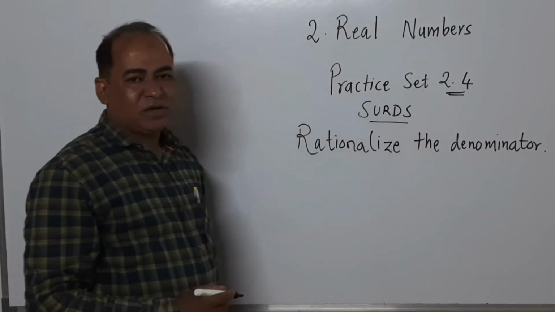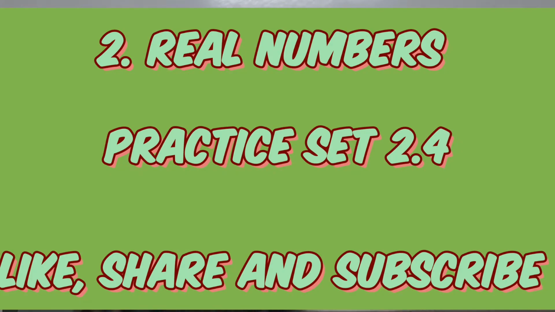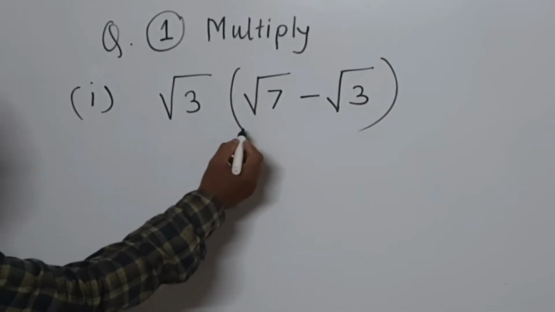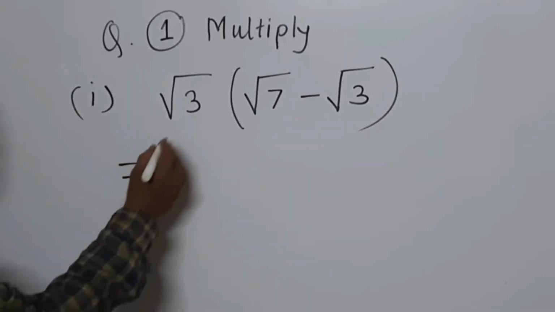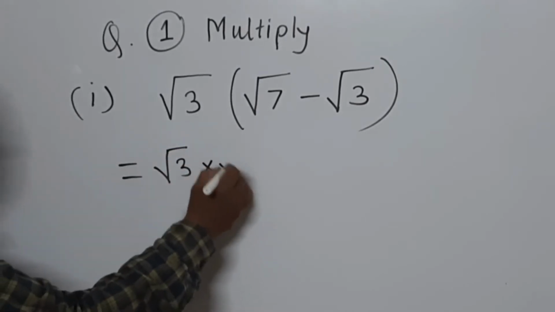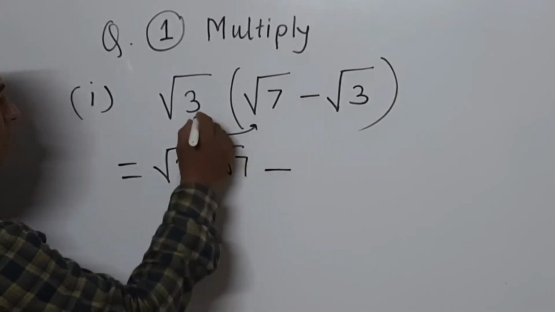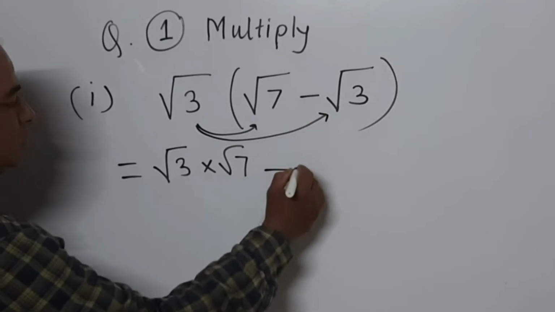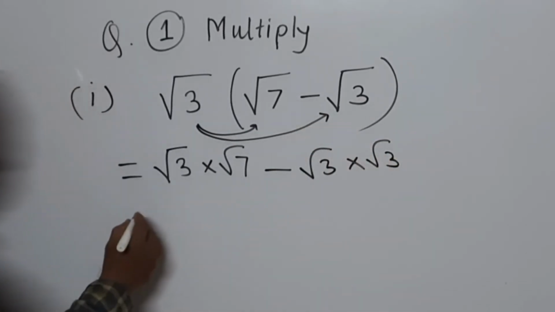We learn how to rationalize the denominator from the chapter Real Numbers. Question number 1: multiply root 3 into bracket root 7 minus root 3. Opening the brackets, root 3 into root 7 minus root 3 into root 3.